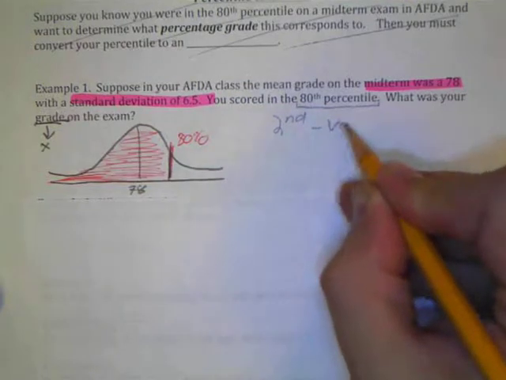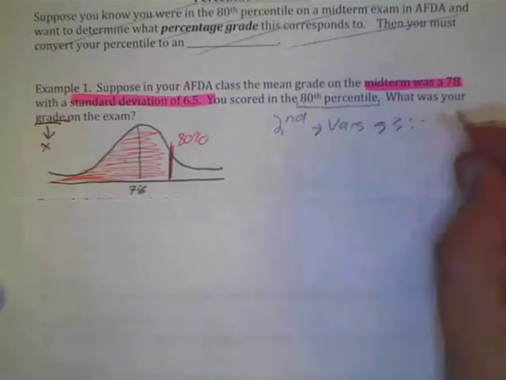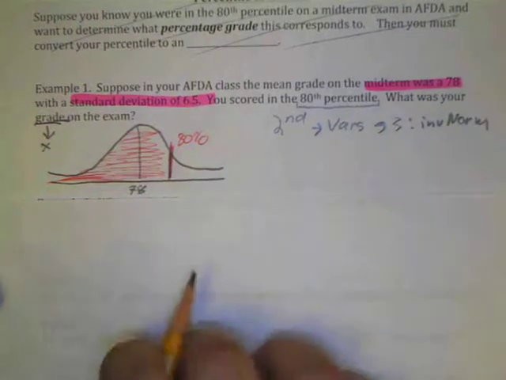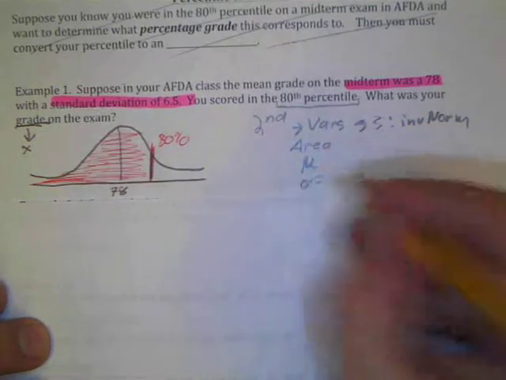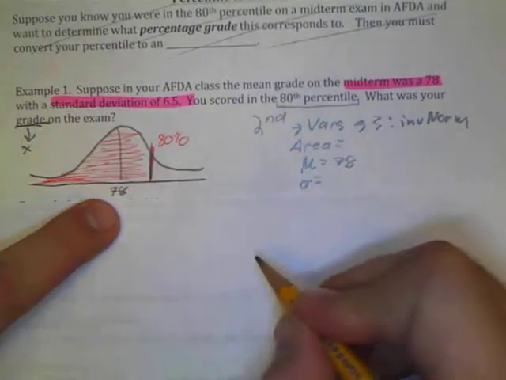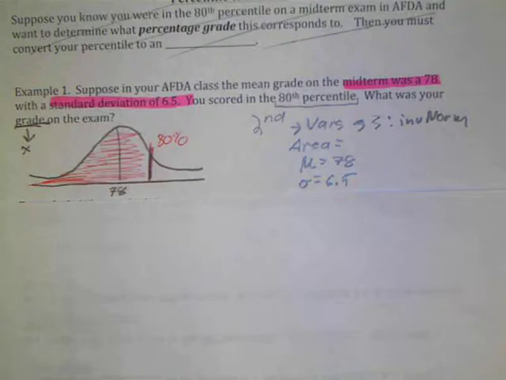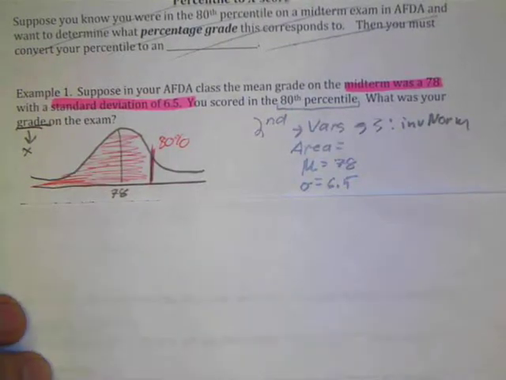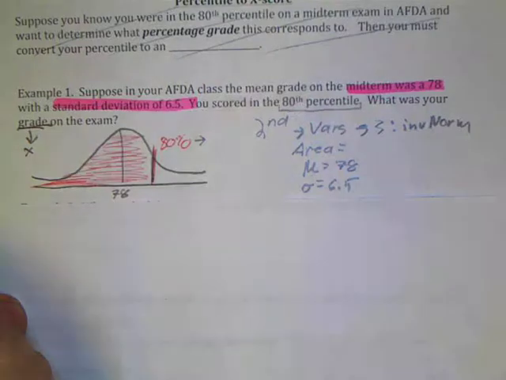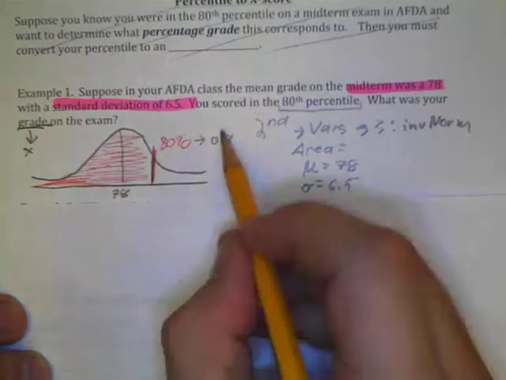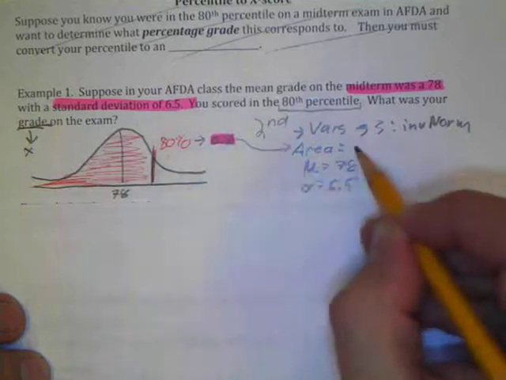Second, vars, same place, but this time, if you look right under CDF, it says 3, and I want invNorm, inverse norm. That's going to give you 3 options. It's going to say area, the mean, and the standard deviation. Well, I know the mean is 78. I know the standard deviation is 6.5. But what's the area? And that is the key. The key is this 80%. What is 80% as a decimal? Shout it out. 0.8. This is the number that I'm going to plug in for my area.